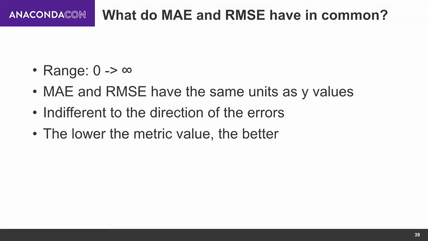Mean absolute error and root mean squared error have a lot in common. They range from 0 to infinity, and they have the same units as the y values, so you can see the error that your model is making in the units of the target values. They don't care about the direction of the errors because the residuals are just squared or have the absolute value taken. And you want this metric to be as low as possible.